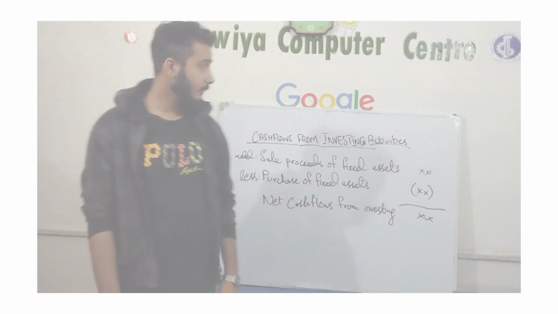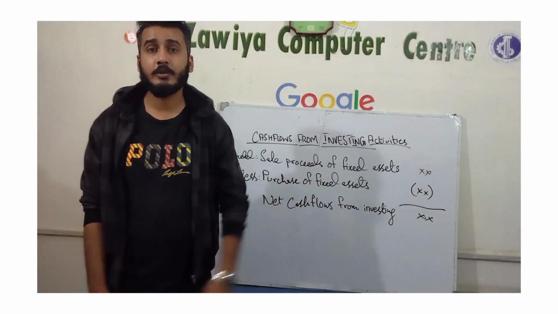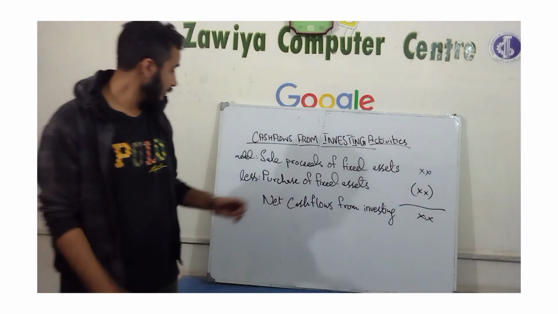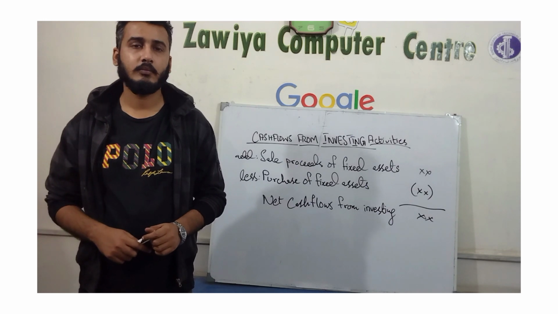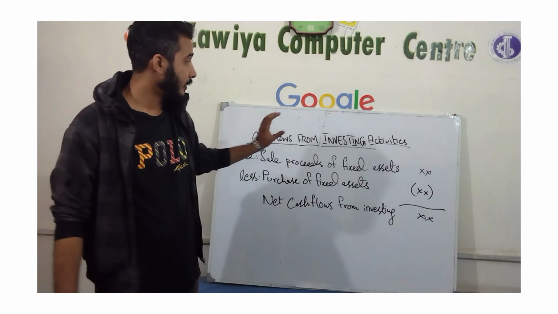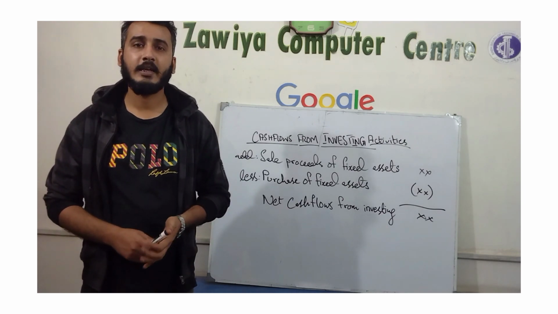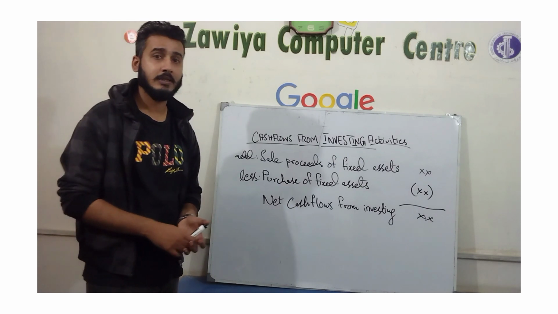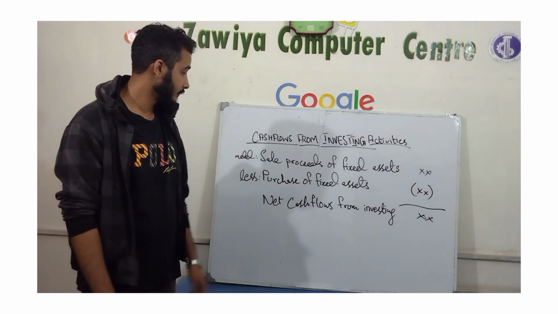Okay, so on number two we have cash flows from investing activities. Here we are adding all the sale proceeds which were received by selling a fixed asset. Then we are deducting the purchase of fixed assets. So you may have come to know what we do in investing activities and what items we include in investing activities. It is all about selling or purchasing the fixed assets only.